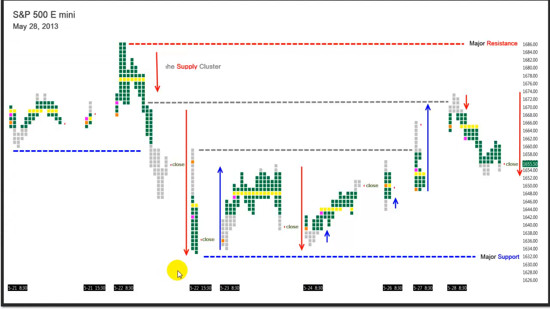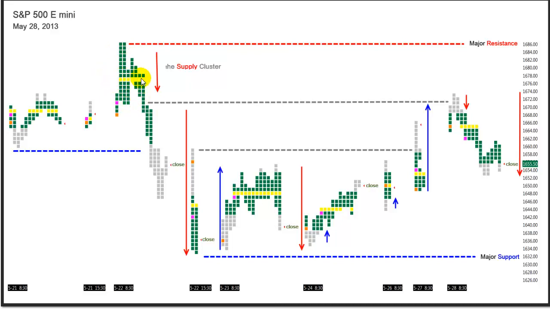So to begin, I'll spend just a short period of time reviewing the context of today's session. So first of all, the S&P on the 22nd of May rallied up to a new multi-year high at 1685. So following the breakout above the prior two-day consolidation, the S&P rallied up to the new high. Each of the columns that you see on this chart represent a 30-minute sample.